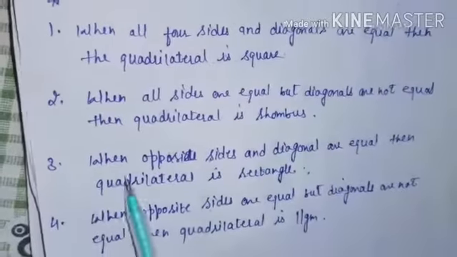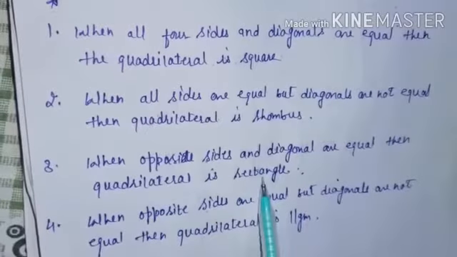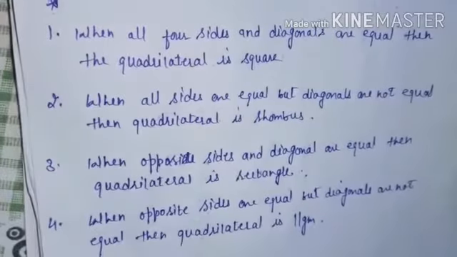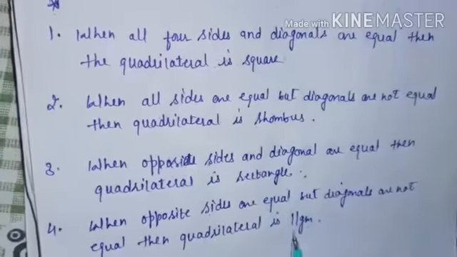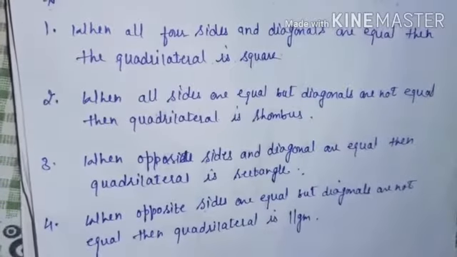Third point is when opposite sides and diagonals are equal, then the quadrilateral is a rectangle. When opposite sides are equal but diagonals are not equal, then the quadrilateral is a parallelogram. These 4 points you must know well before doing question number 6.